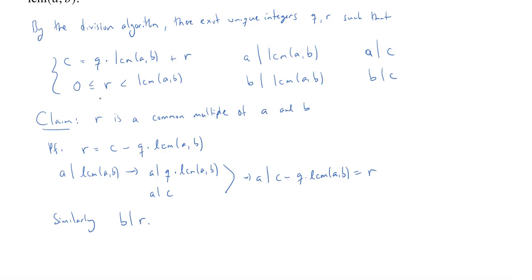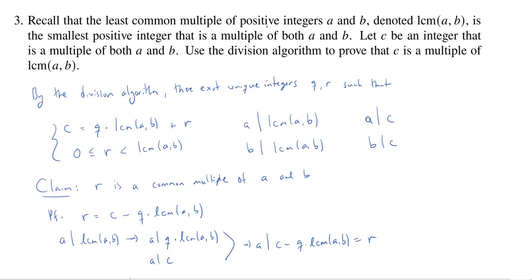Okay, but r is a non-negative integer, and it is smaller than the least common multiple of a and b. Well, the least common multiple, it's right there in the name. It's supposed to be the least common multiple. Okay, now it is the least common multiple when we say, okay, it's the smallest positive integer, right? So if r is a positive integer, we have a problem because the LCM of a and b is the least and r is smaller than it. Well, the only way out is that r is not a positive integer, right? r has to be 0.